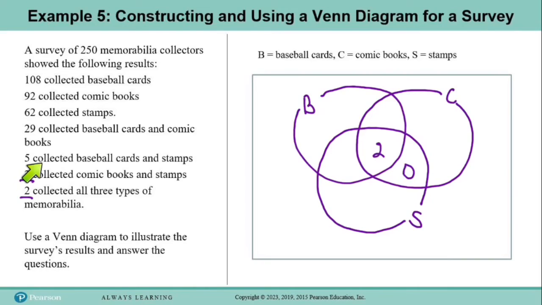So the next piece of information says 5 collected baseball cards and stamps. So baseball cards and stamps would be this region right here. And it says there are 5 people in that category.